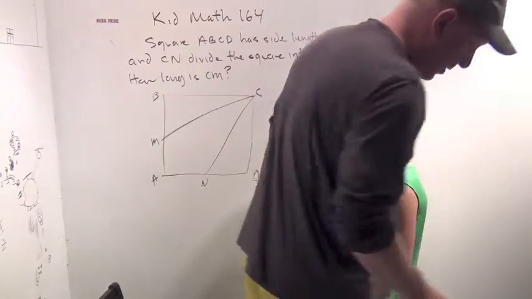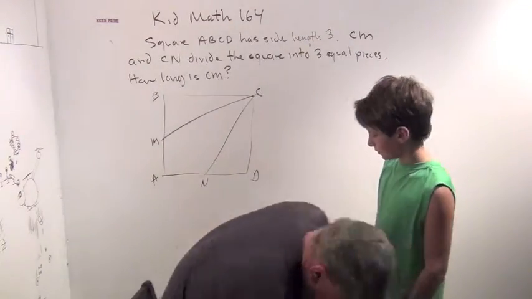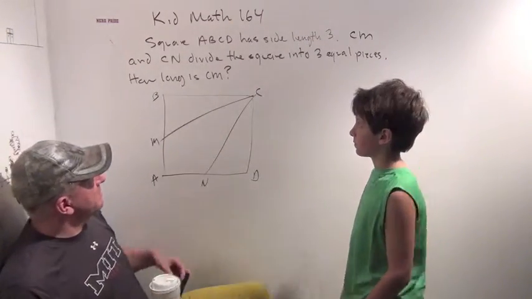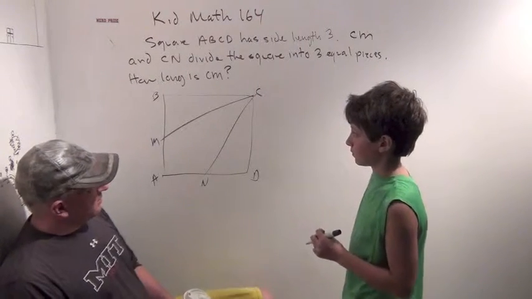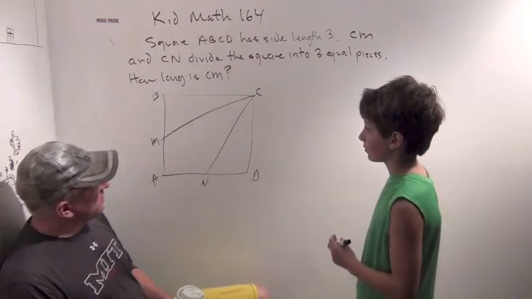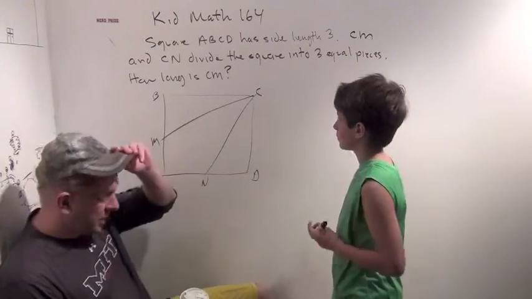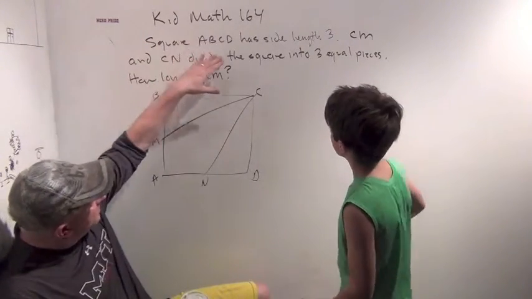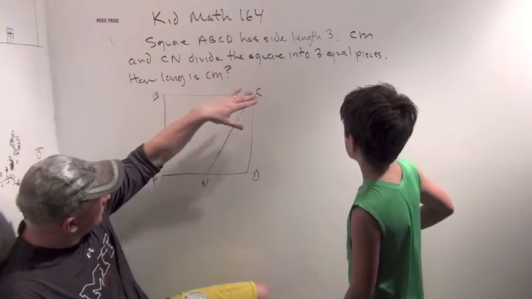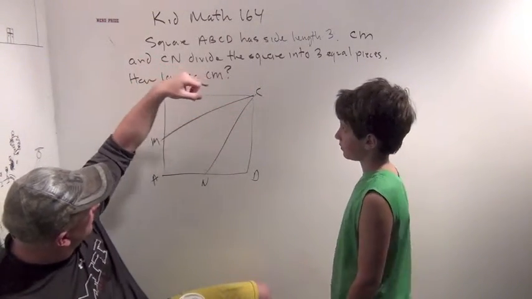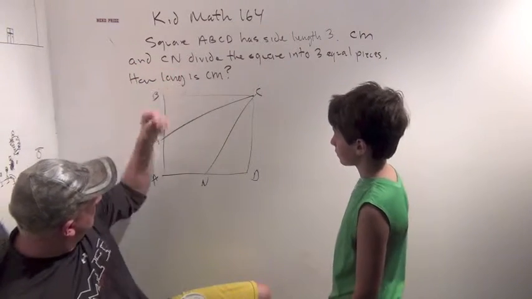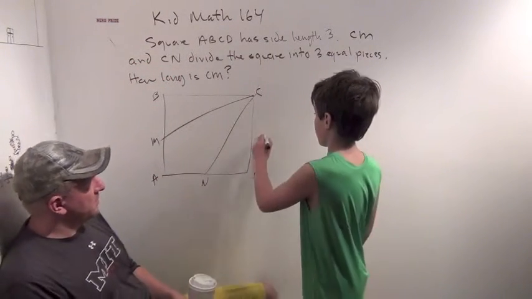KidMath number 164. So this is problem 23 from the 1999 AMC8, and this one gave you a real hard time yesterday. So we talked about it, and I would like you to talk about it for this video. Okay. Square ABCD has side length 3. CM and CN divide the square into 3 equal pieces. How long is CM?